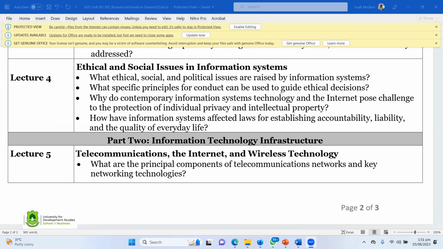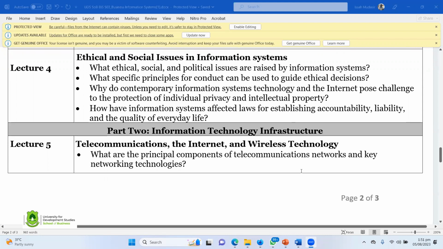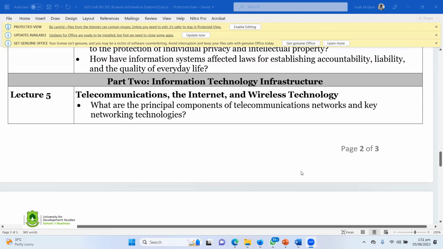The second part would be to look at the information technology infrastructure. You will see that the first part, the major part, was about network business. You cannot have a network without an infrastructure. Some sort of infrastructure will enable the networked enterprise. So we'll look at some infrastructure. We'll look at it in the context of telecommunications, the internet, and most recent technologies in terms of wireless technology.